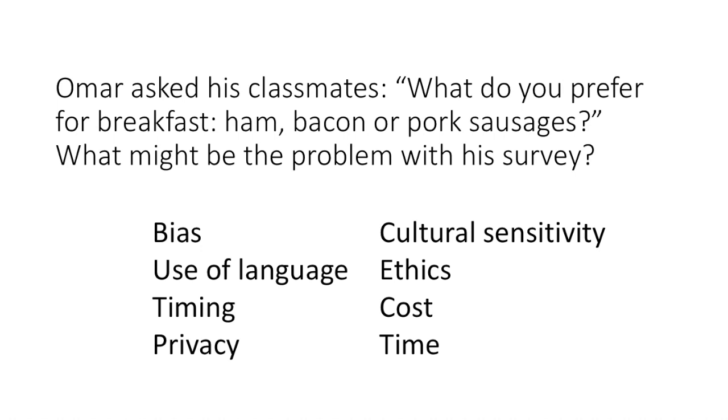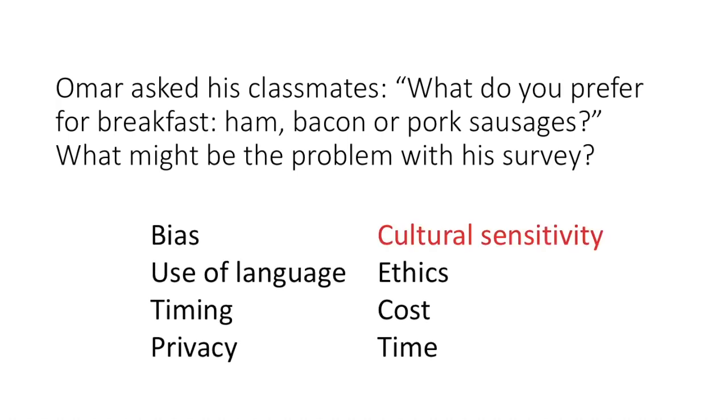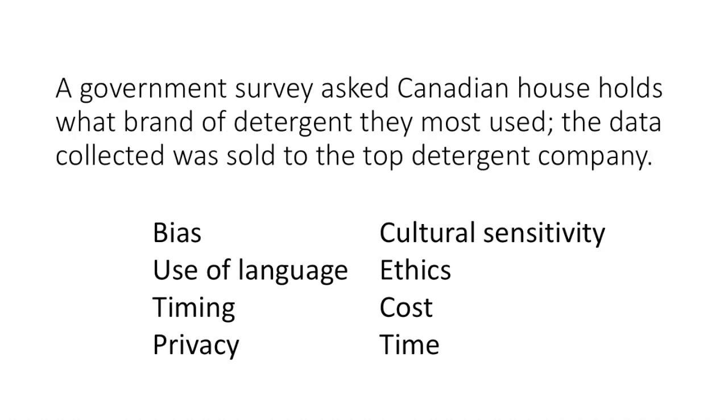All right. Omar asked his classmates, what do you prefer for breakfast, ham, bacon, or pork sausages? What might be one of the influencing factors in this survey? So the nice thing is that we don't know which one of those three he wants, but the problem is that they're all pork products. So cultural sensitivity, it is maybe not super culturally appropriate to ask people what their favorite food is and then only give them specific types of food to choose from, especially with pork, which in more than one culture is not a thing that people eat.